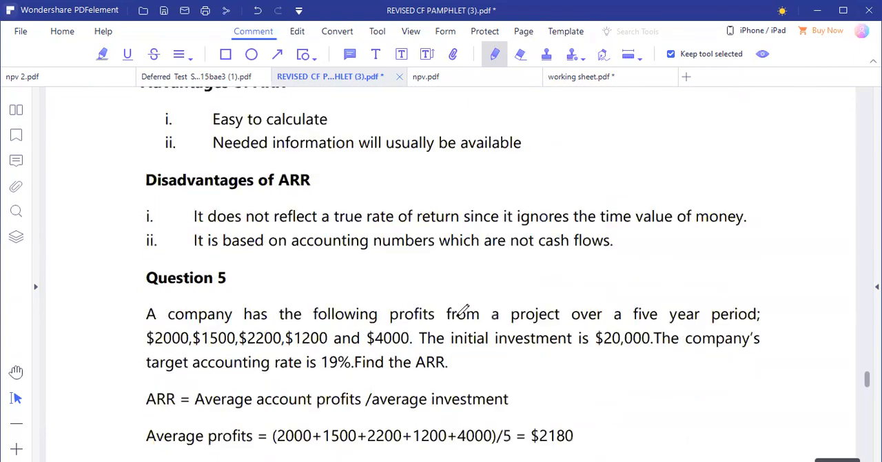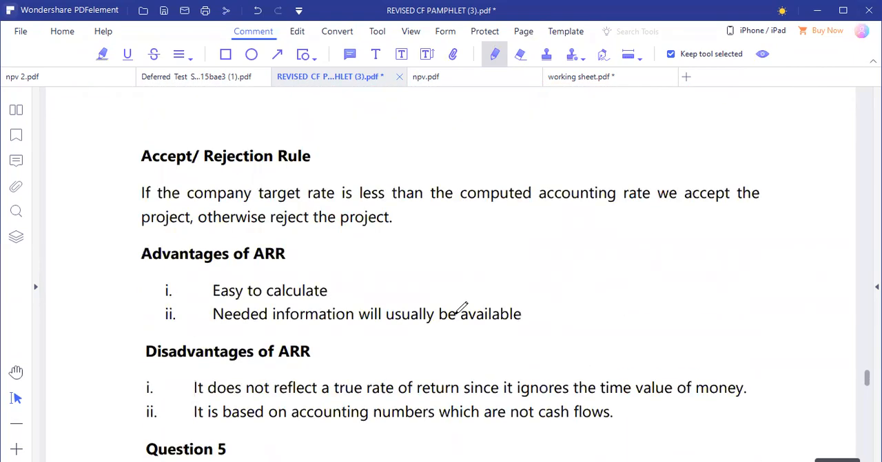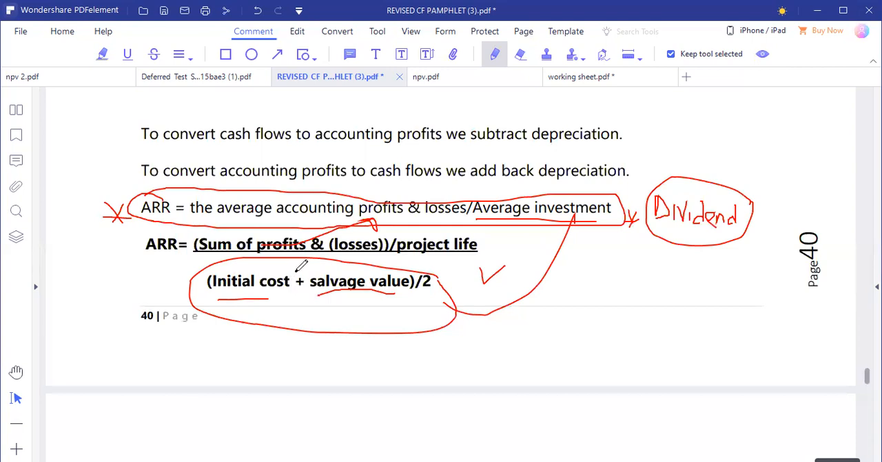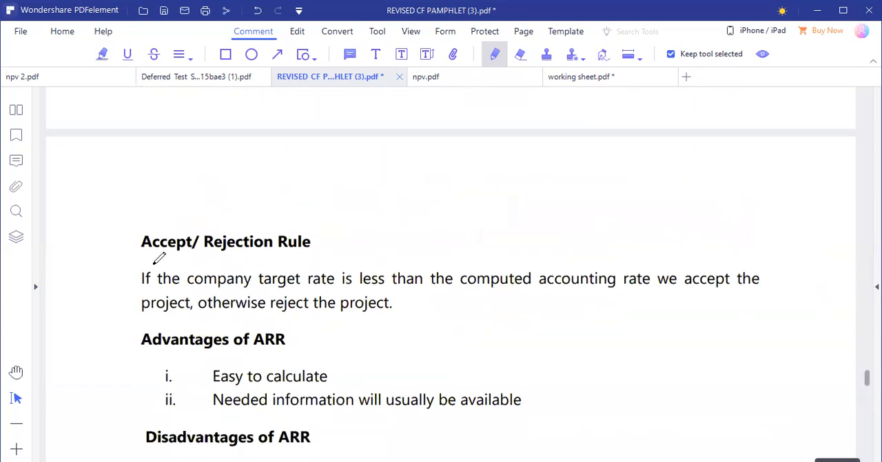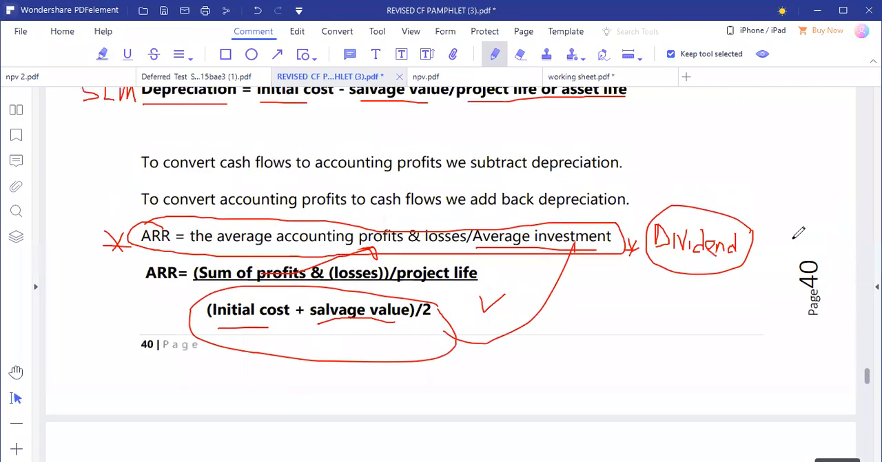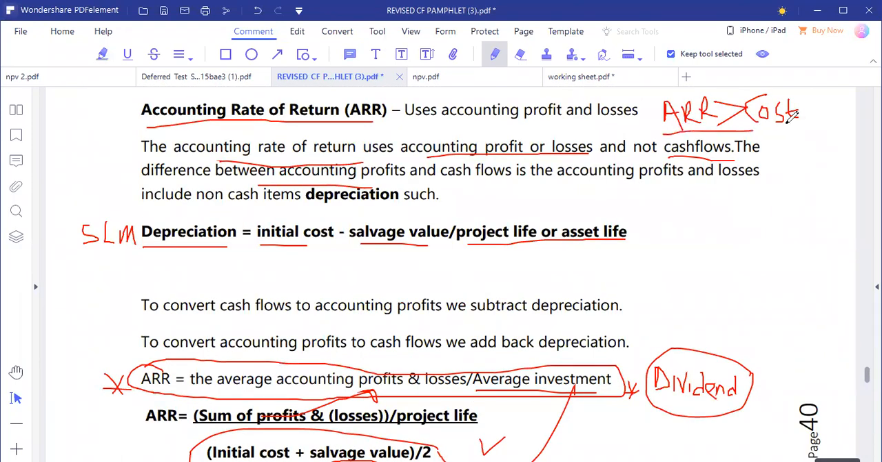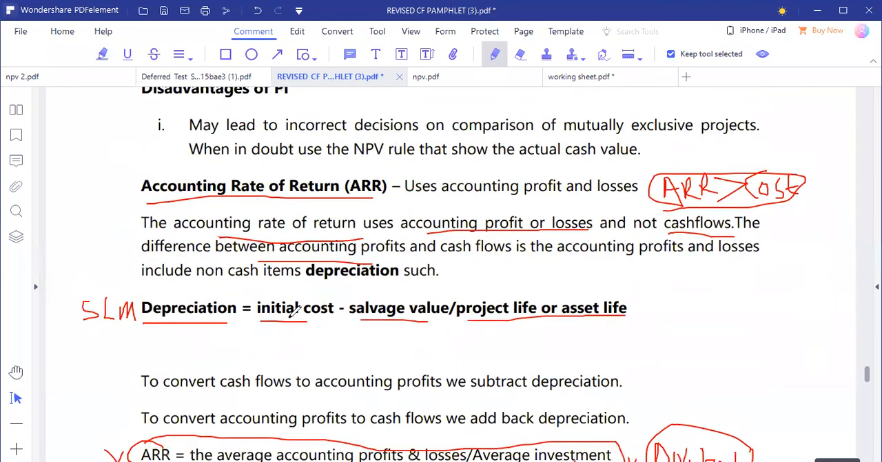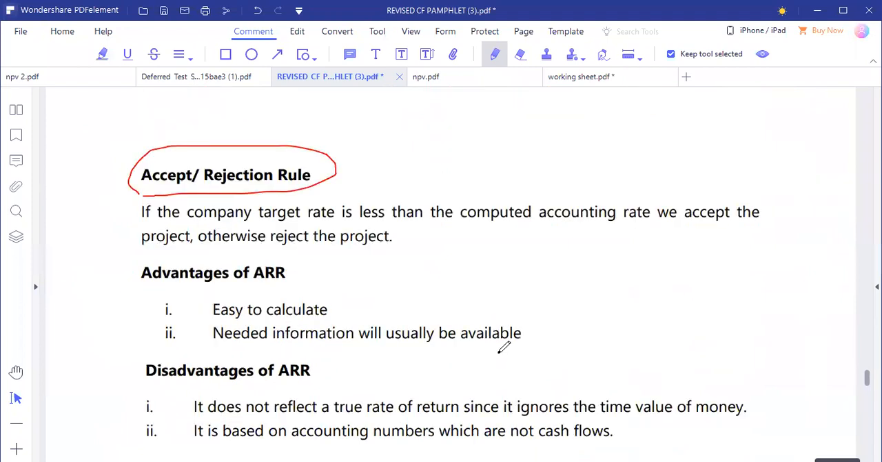All right, now let us get into, of course, we'll come back to this formula here. Right now, we can look at what are the acceptance rules for accounting rate of return. So here we're saying the company target rate. So accept the project if accounting rate of return is greater than the cost. This is the acceptance rule of accounting rate of return.